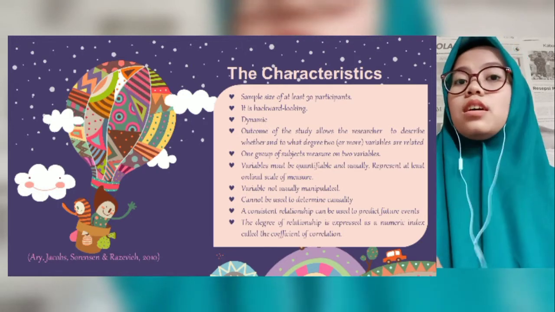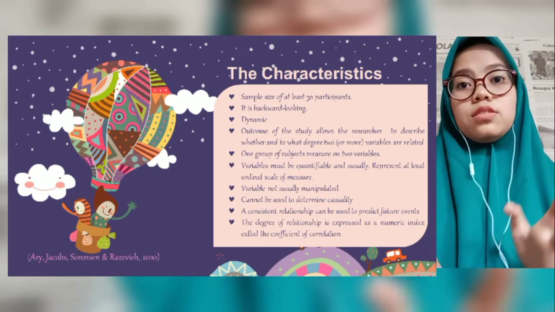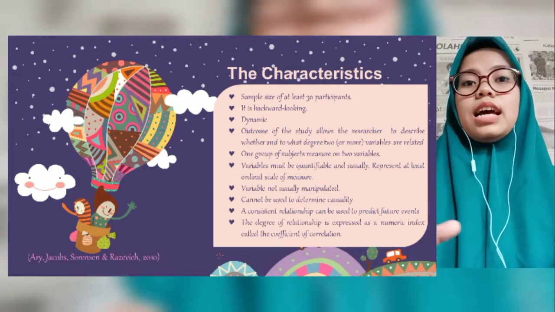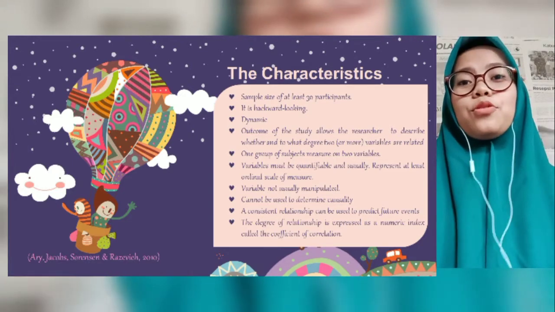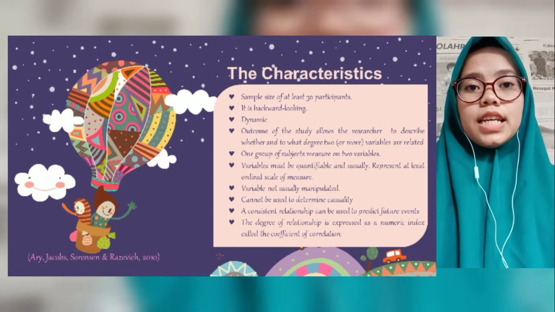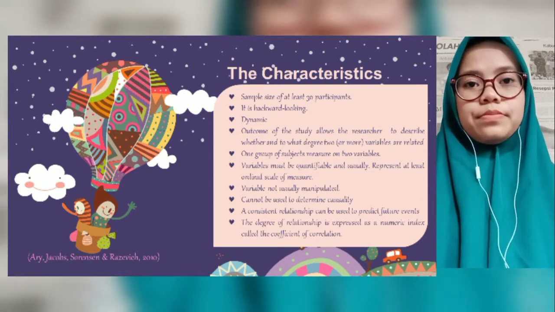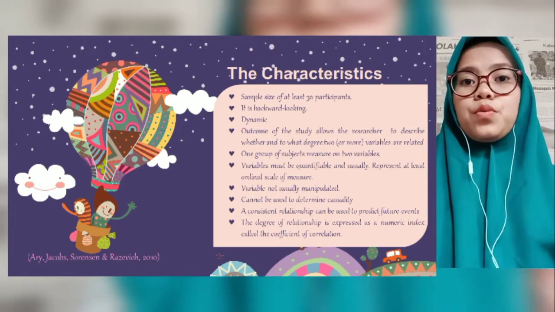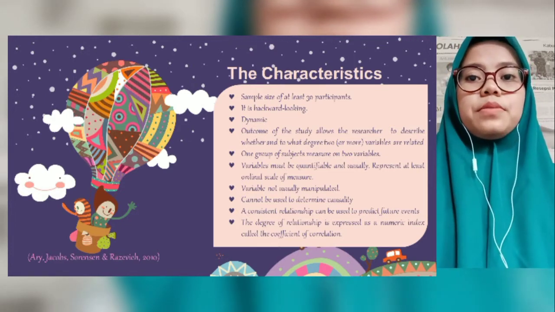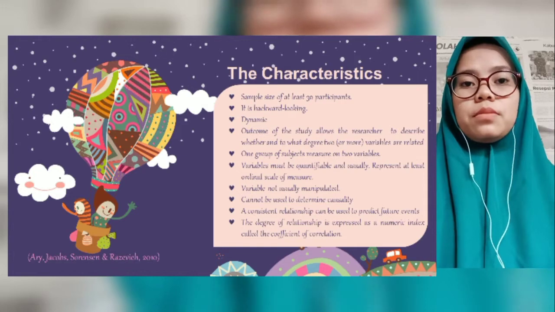The next one is outcome of the study allows the researcher to describe whether and to what degree two or more variables are related. And the third is one group of subjects measured on two variables. Variables must be quantifiable and usually represent at least ordinal scale of measure.